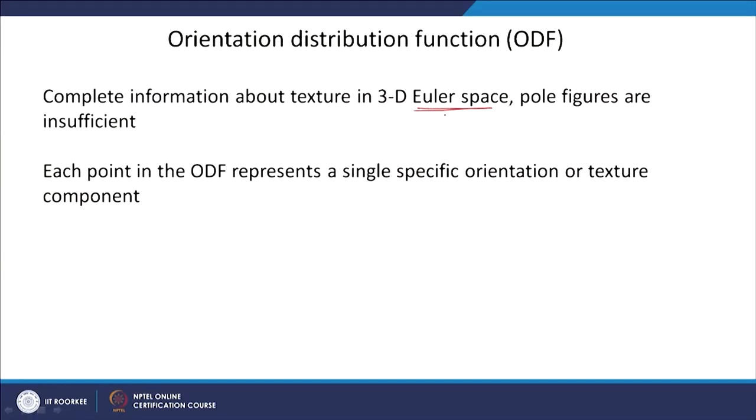Okay, so for that, some drawbacks which are there with the pole figure can be solved using an orientation distribution function. Okay, so that is the depiction of orientation in a three dimensional Euler space. We will see what we mean by Euler space or Euler angles. Because our pole figures are not sufficient, information is given. And what this ODF is, is that each point in the ODF represents a single specific orientation or texture component.